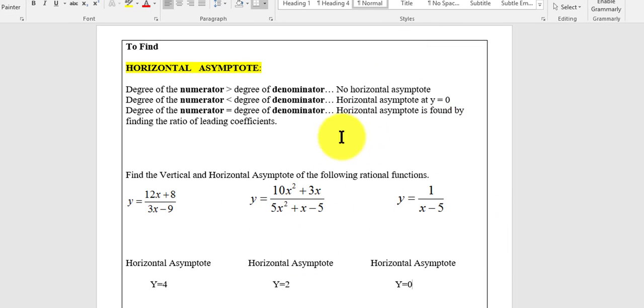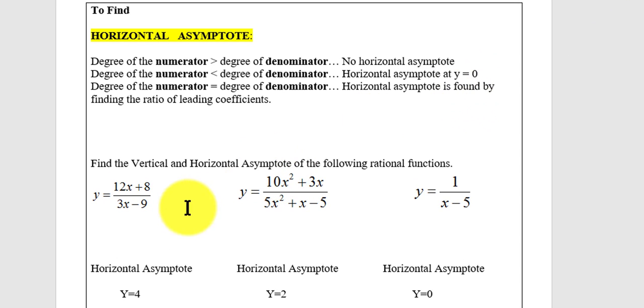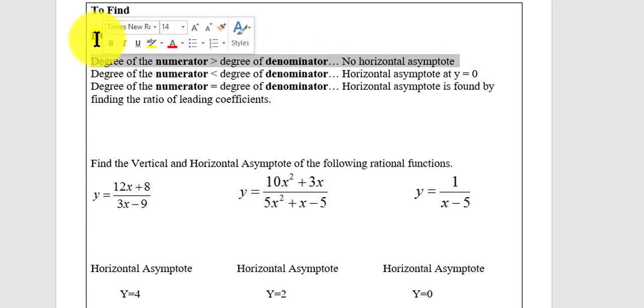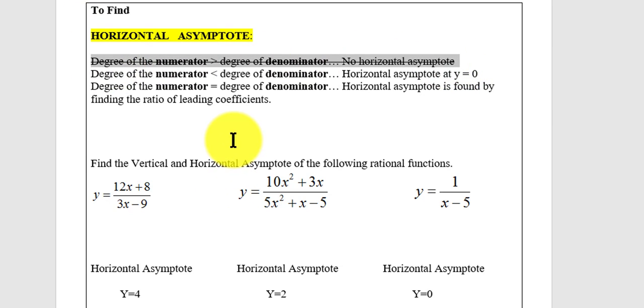An easier way to think about it, I created this document, and I believe this is one of your previous videos. Think of it this way, right? You don't have to worry about this first case, right? For the purposes of our class, you'd really only worry about these two cases, where the degree of the numerator is less than the degree of the denominator, and then where the degree of the numerator is equal to the degree of the denominator. So what's the degree?